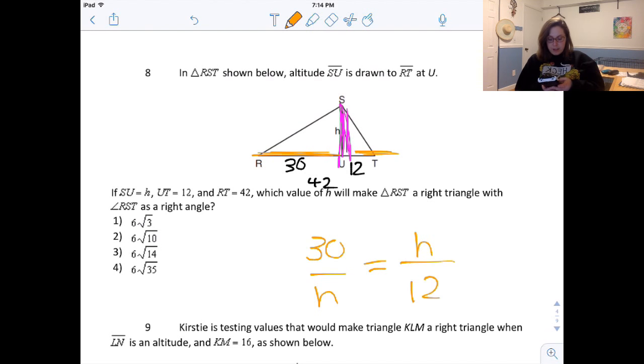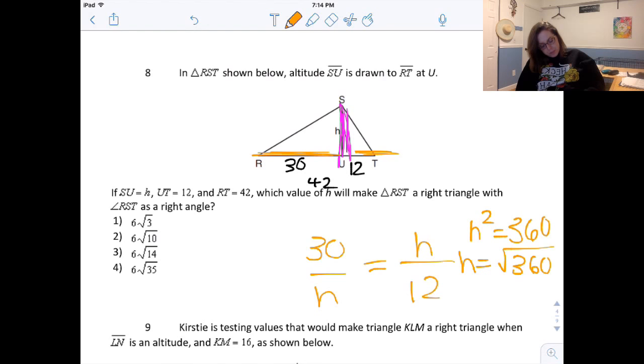That's 360. So this would be h squared equals 360. So h is the square root of that, which is the square root of 36 times 10. So this is 6 radical 10. Again, if you weren't sure how to simplify that, put your 4 answer choices in your calculator, and just see which one matches.